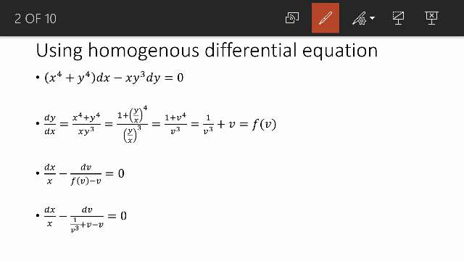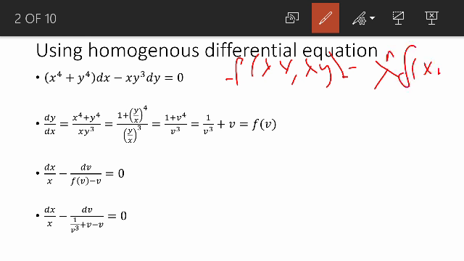First of all, we can see that the equation is homogeneous. How do I know that an equation is homogeneous? When f(λx, λy) is equal to λ^n times f(x, y). Okay, so what that means is replacing x with λx and replacing y with λy, we are going to end up getting λ^n f(x, y).